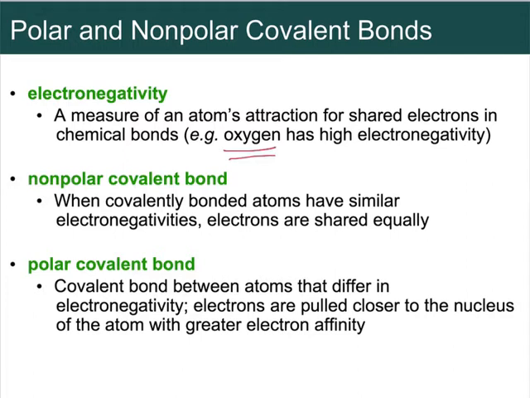What happens if they share them really similarly? It's called a non-polar covalent bond. So the electrons are all nice and spread out all over the place. If one of them wants the electrons more, it becomes a polar covalent bond, where one side is a little bit more negative than the other side, and we'll see some of that later.